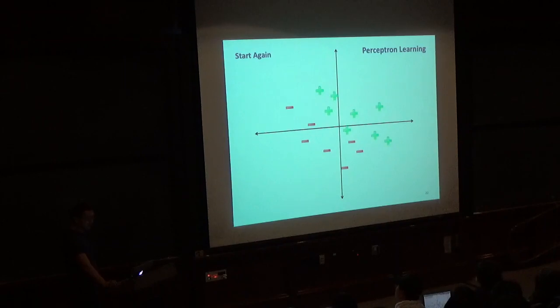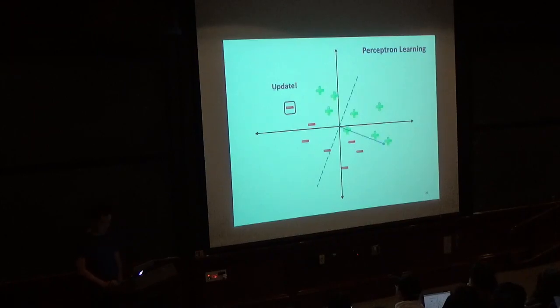Okay, let's start again. Let's pick a different example as an initial example. This one. By definition, the W is at the origin in the beginning, so it's going to misclassify always in the beginning. This is a negative example, so we're going to move in the opposite direction of this example. And that's our new updated model. Let's pick another example. This guy, he's correct. So we move on. Correct.